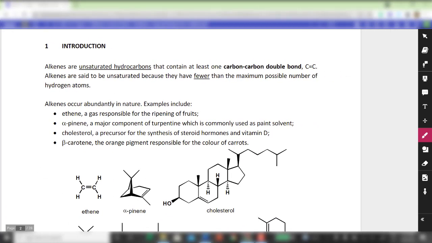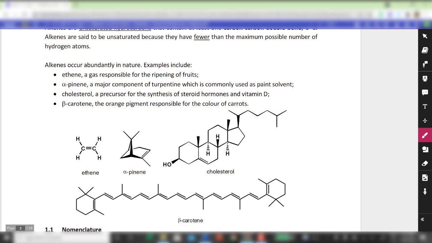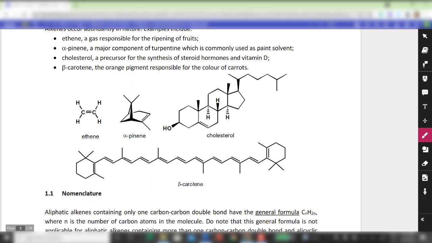We'll not spend too much time here because basically any compound with a CC double bond, you can call it an alkene. Common alkenes include cholesterol, because you have a CC double bond over here, and beta carotene, the orange pigment present in carrots. So they are characterized by the presence of a CC double bond. It can be isolated like that in cholesterol, alpha pinene or ethene, or it could be conjugated.